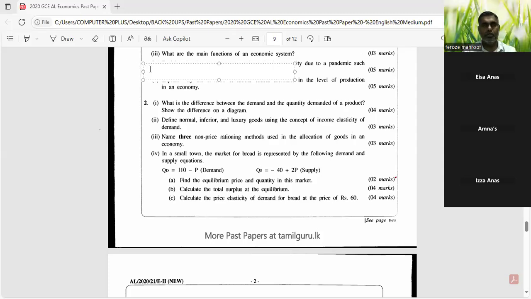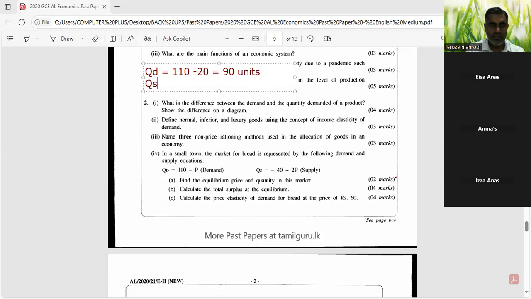Okay, so you have to calculate the excess demand. So let us find out the QD first. QD will be 110 minus 20, isn't it? And the price is given as 20. So then 90 units QD.